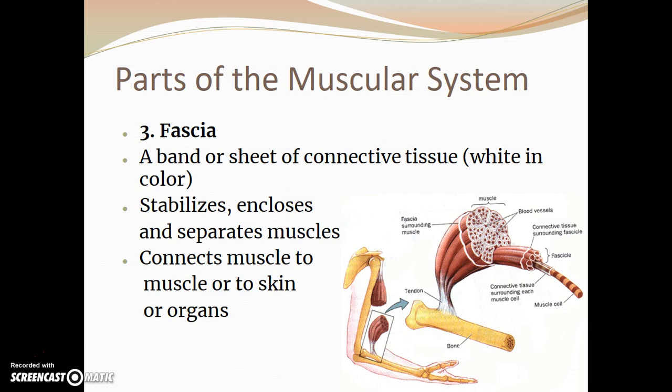Fascia stabilizes muscles, helps enclose them, and also helps separate the different fibers of the muscle. Notice in the diagram, the fascia is shown as white, and sometimes it will surround an entire group of muscles, but it is also found within a big muscle, which is actually made up of many different muscle fibers, and each is enclosed by a layer of fascia. Fascia, in addition to separating muscles, also helps connect muscles to each other and will help connect muscles to the skin or to internal organs as well.